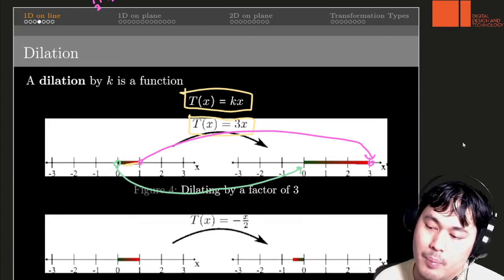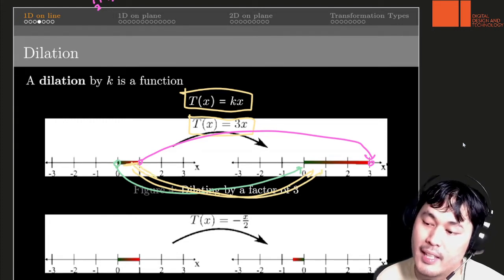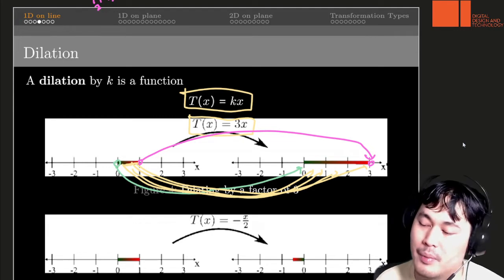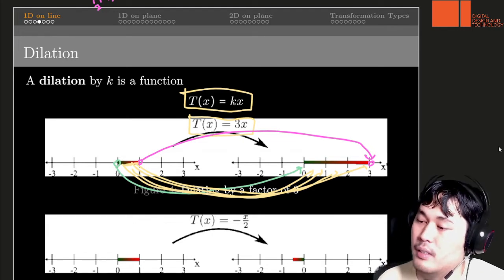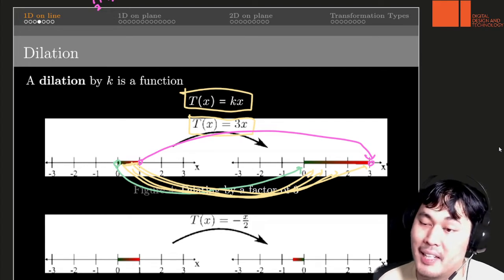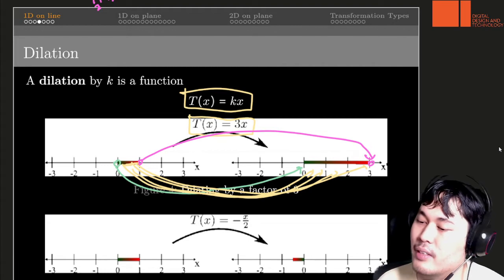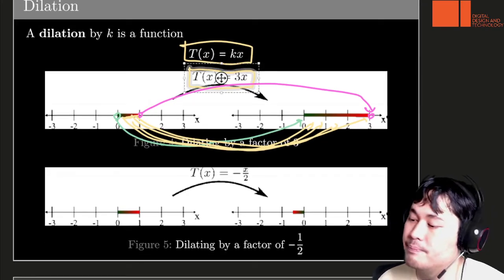And also all the points here get dilated or scaled to various points between the lines. So if you multiply or dilate by a constant, then you get this kind of new line. In this case, it's a factor of 3.